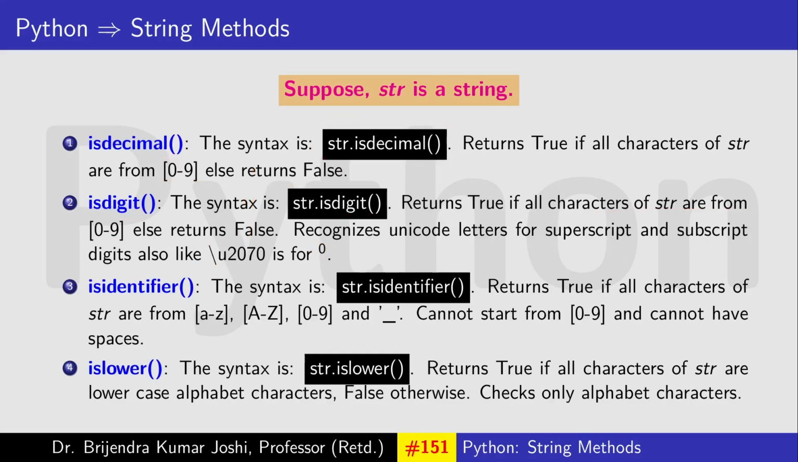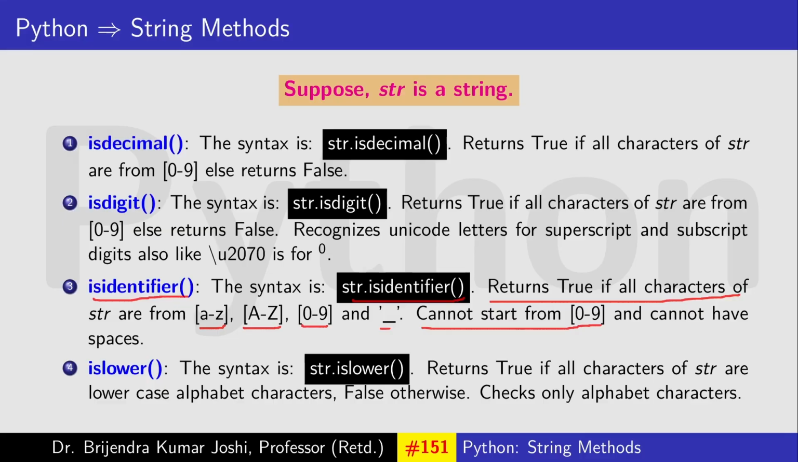Now next one is isidentifier. Syntax is str.isidentifier, no parameters here as well. It returns true if all characters of str are lowercase letters a through z, 26 of them, or uppercase letters A through Z, 10 digits 0 through 9, and underscore. Now there are two restrictions. It cannot start with any digit, and cannot have spaces.